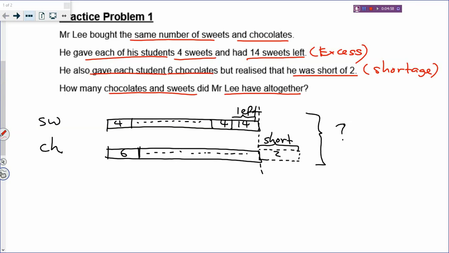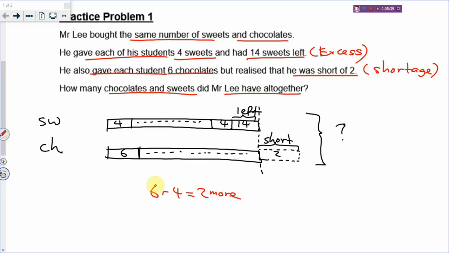All right. Now, can you see that if everybody gets 4 sweets, and now everybody is going to get 6 chocolates, you can see there's a difference of 2. Let's imagine that all the chocolates are sweets. If everyone gets 4 sweets, and now everybody wants to get 6 sweets, then everybody must have 2 more. So you take 6 minus 4, everyone must get 2 more. To make it simple, we change the chocolates to sweets.